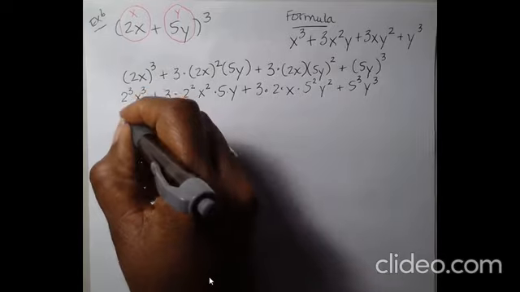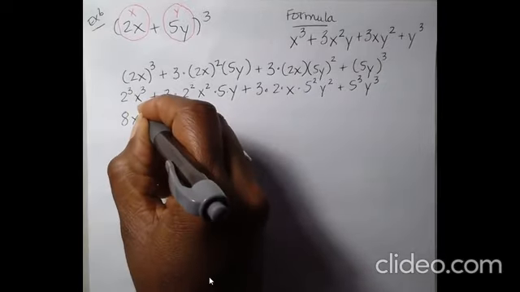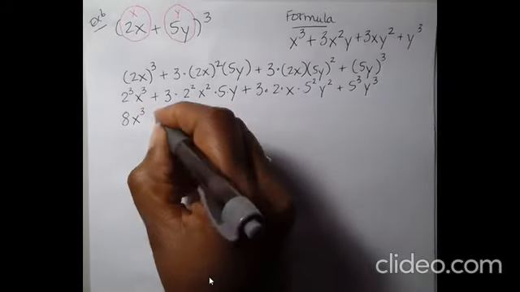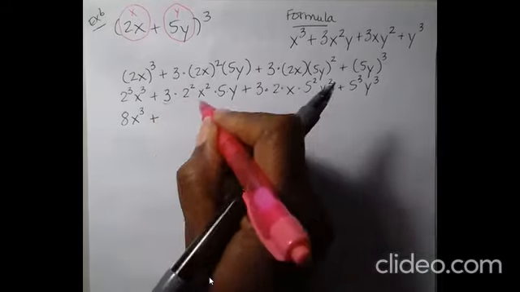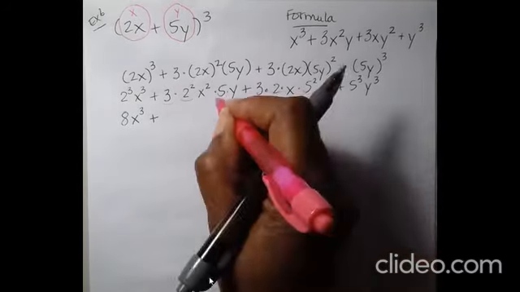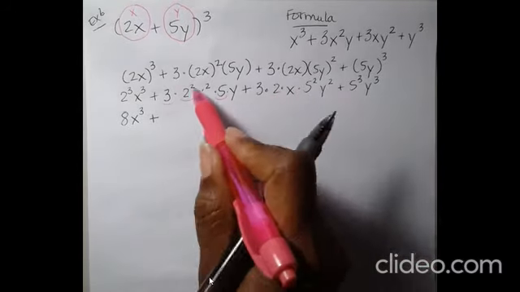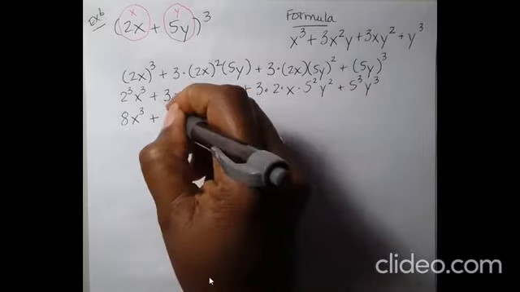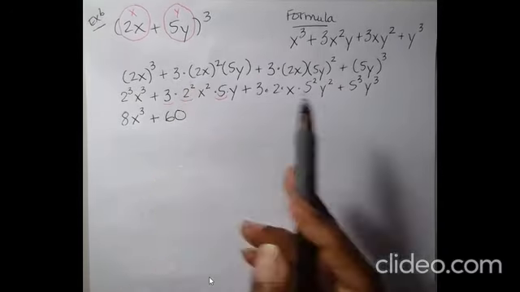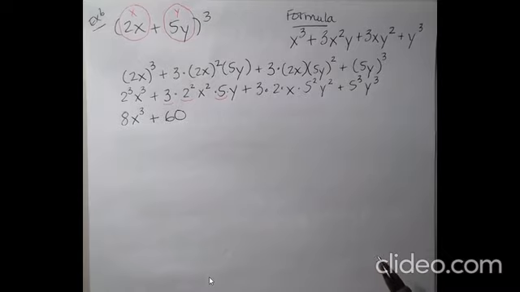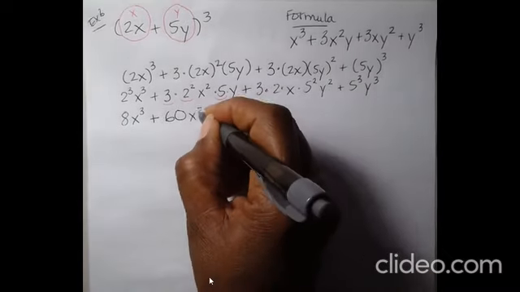2 to the third power is 8, and we can keep our x cubed. Plus, looking at our second term here, we've got 3. 2 squared is 4 times 5. 15 times 4 is what, 60? Yes, 3 times 4 is 12 times 5 is 60. And we have x squared y.